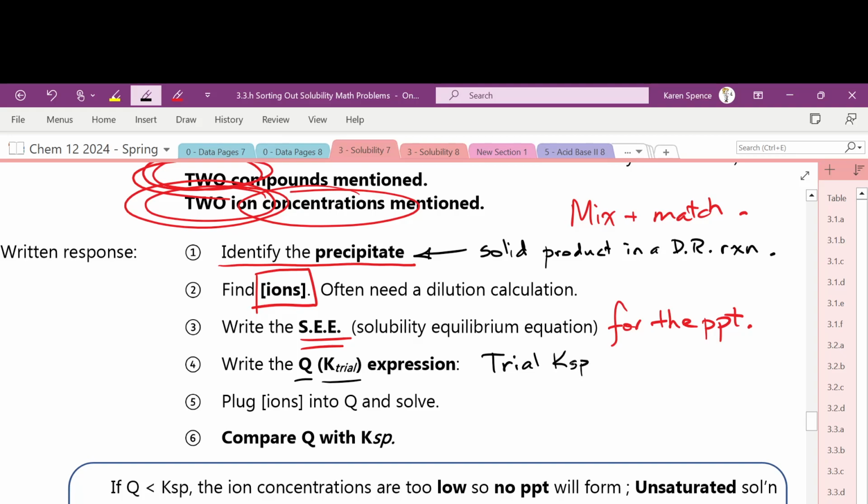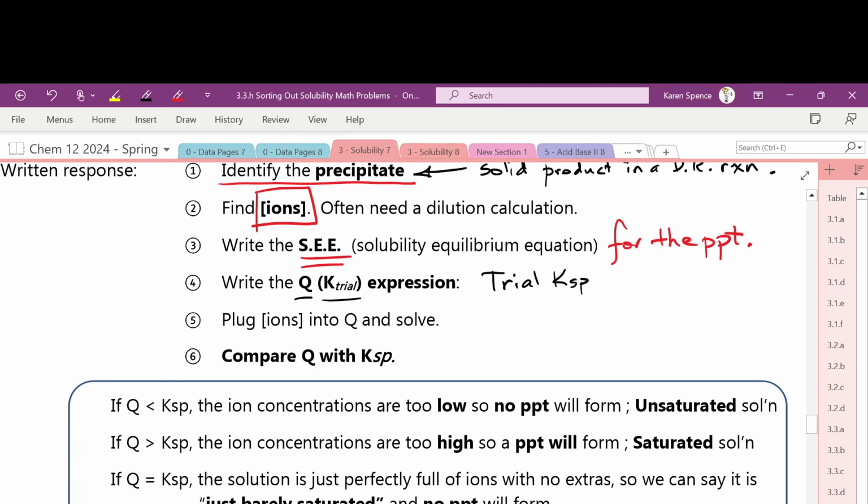Then you can plug the ions into Q and solve. And then you compare Q with KSP. Either it's too small, no precipitate forms, or too big, precipitate forms. If Q is equal to KSP, you have a just barely saturated solution and no precipitate will form.